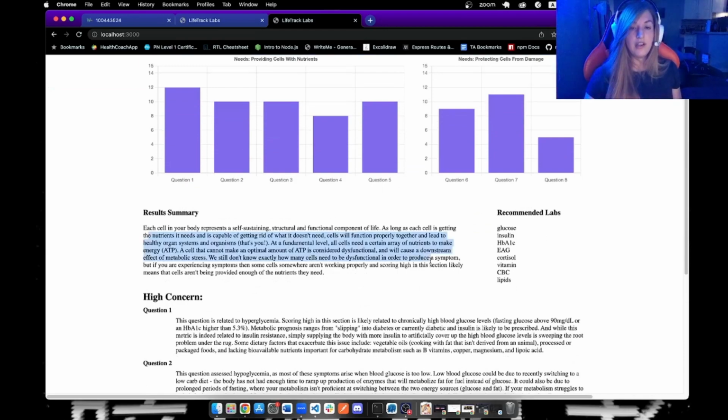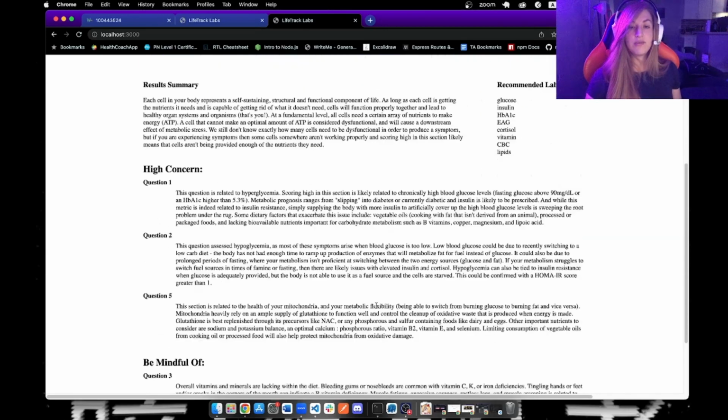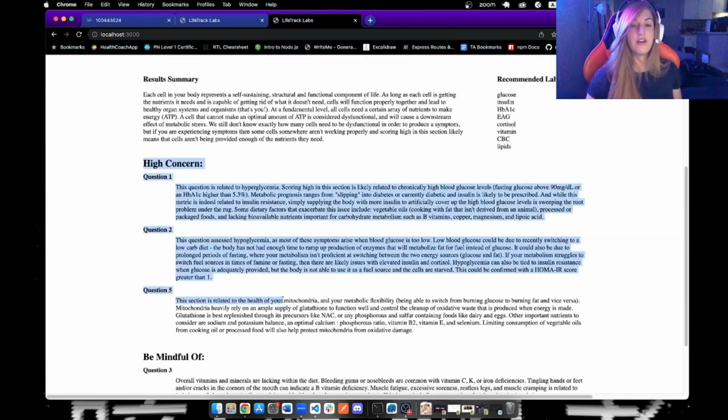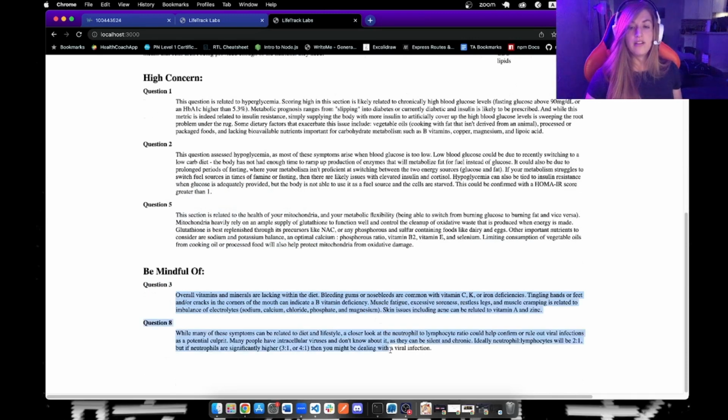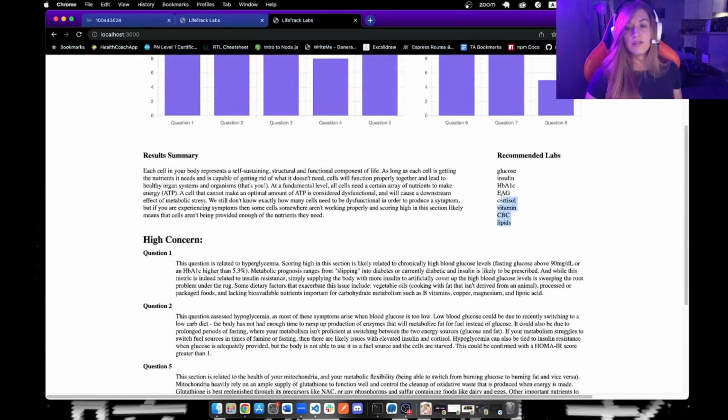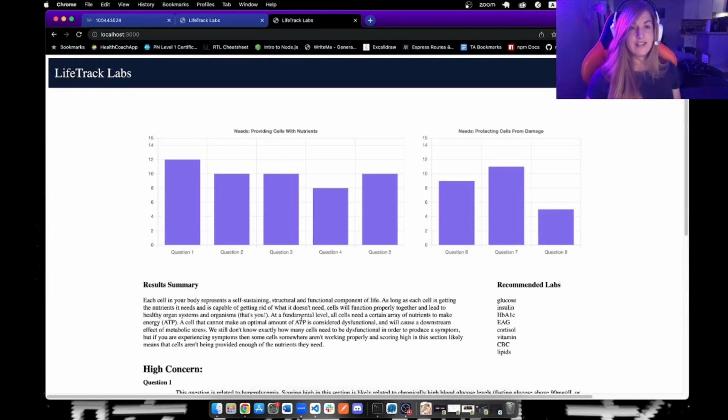It will give you a summary as well as a detailed breakdown of the questions where you showed high concern and other areas where you should be mindful of and why, and kind of what might be the cause, what to do about it, and then also some recommended labs for you to take based on your quiz results. So far, that is my app, and I hope to expand upon this in the future to incorporate all metrics and, of course, make this look not quite so ugly.